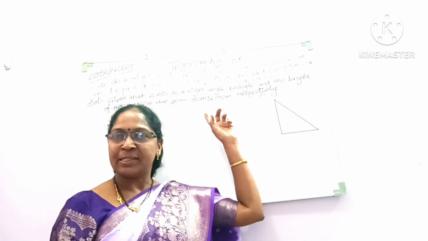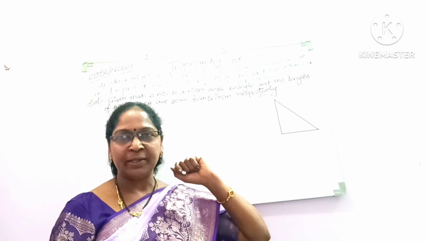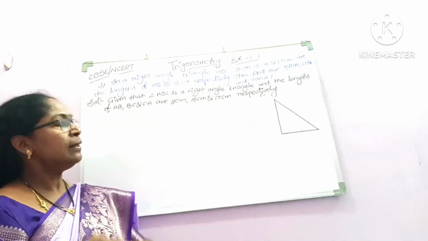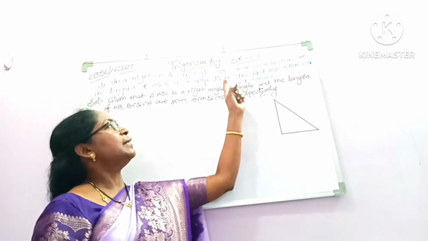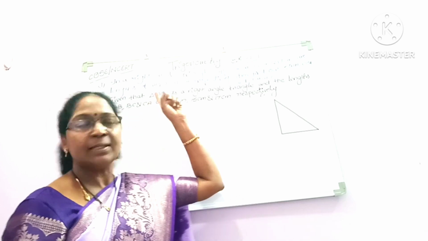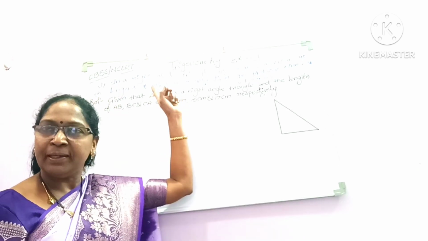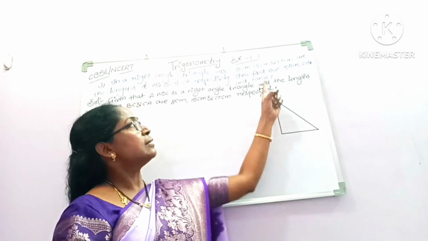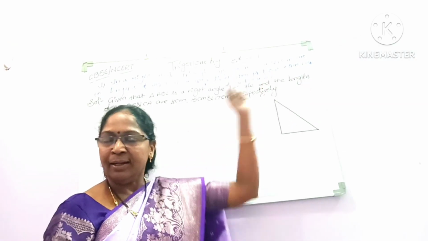Today's topic is trigonometry exercise number 1.1. In this first question, in a right angle triangle ABC, 8 centimeters, 15 centimeters and 17 centimeters are the sides AB, BC and CA respectively. Then find out sin A, cos A and tan A.